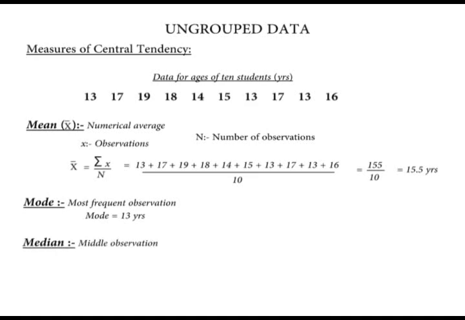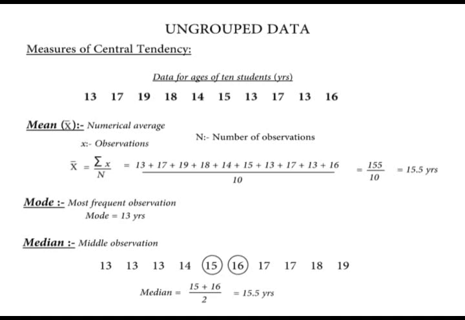Median is the central observation when data is arranged in ascending or descending order. If you arrange this data, you shall have 13, 13, 13, 14, 15, 16, 17, 17, 18, and 19. In this case, there are 2 middle numbers, 15 and 16. The median is the average of the two. 15 plus 16 over 2 will give us 15.5 years. And so the median age is 15.5 years.